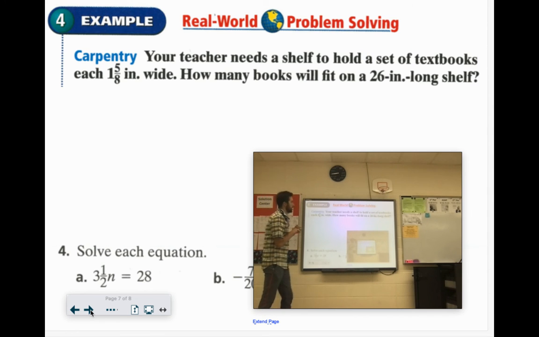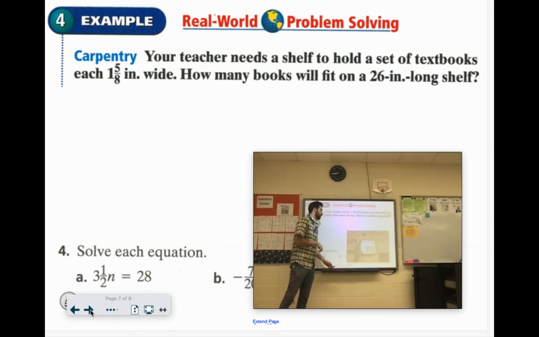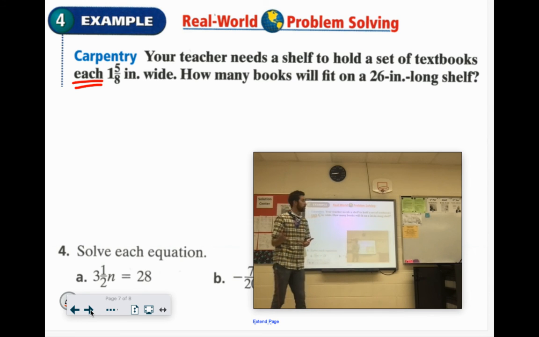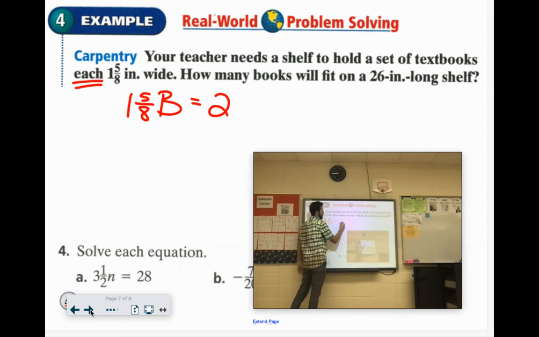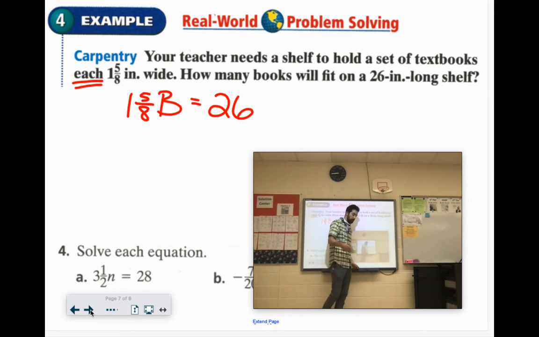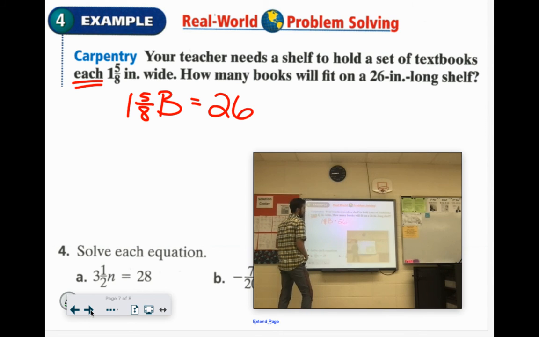Your teacher needs a shelf to hold a set of textbooks, each 1 5/8 inches wide. How many books will fit on a 26-inch long shelf? Now, remember when I've said this 654 times. Every time you see each or per, that's a good indication you're doing multiplication. So we're doing 1 5/8 inches times each book. We want to know how many you can get on a shelf that is 26 inches long. So there's our setup, which is the toughest part of this problem.